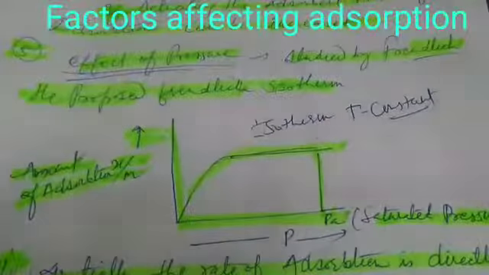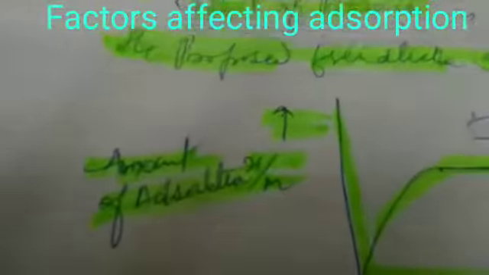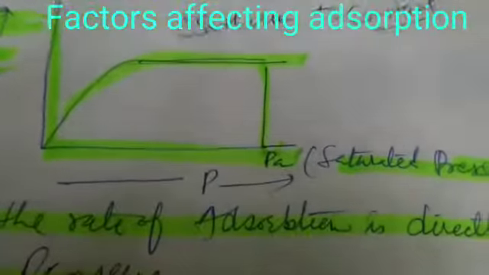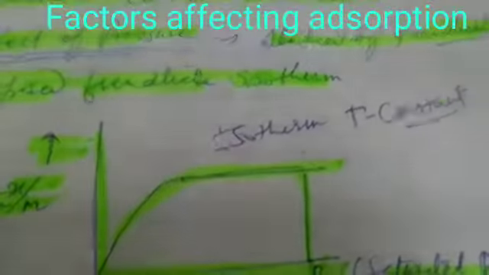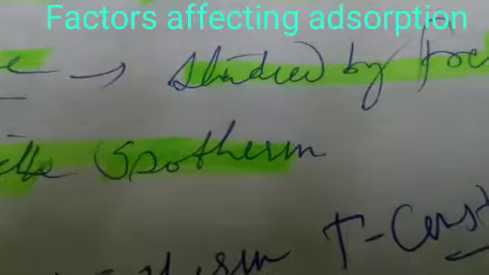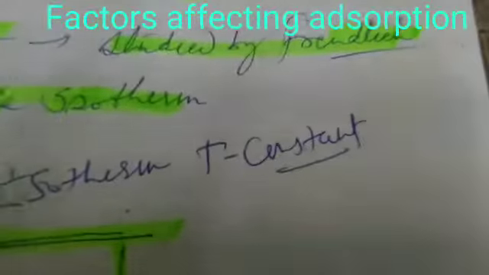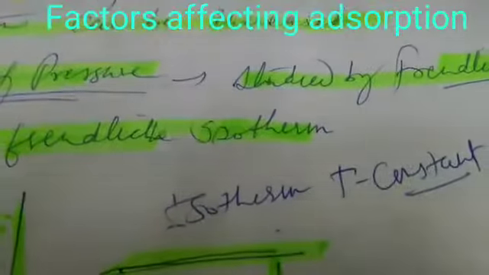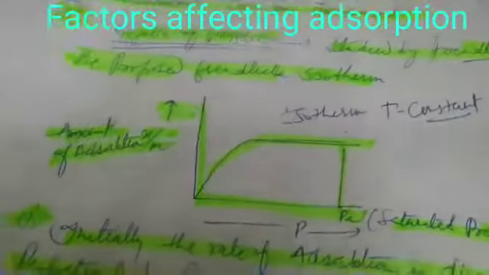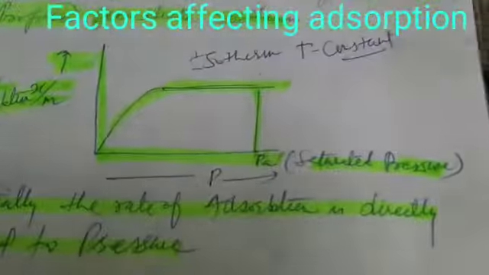He plotted a graph between the amount of adsorption, x upon m, and pressure like this, where temperature remains constant, so it is called isotherm. Iso means same, therm means temperature. So if temperature remains constant, the process is called an isothermic process. So Freundlich plotted a graph between x upon m, that is the amount of adsorption, and pressure.